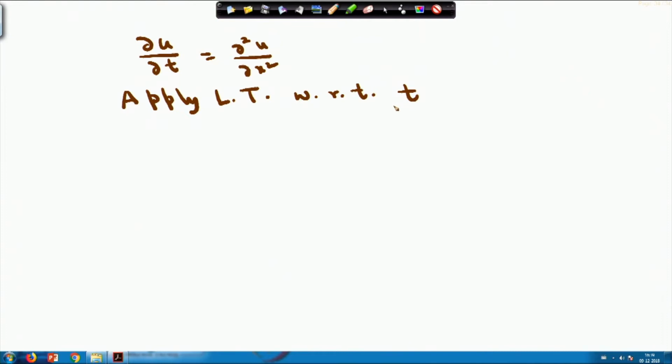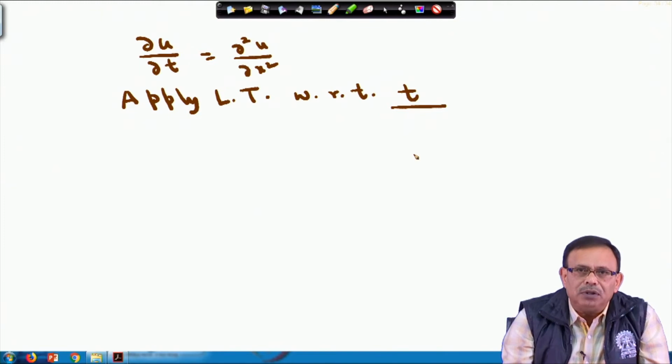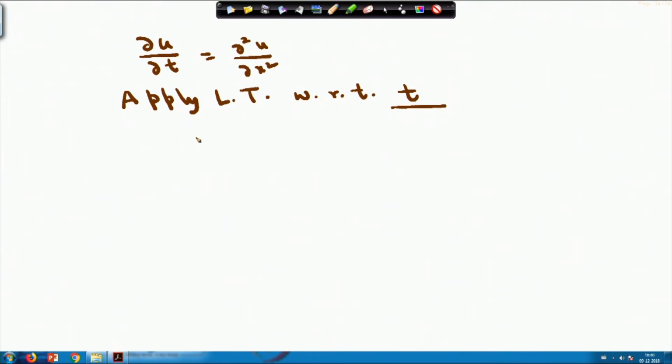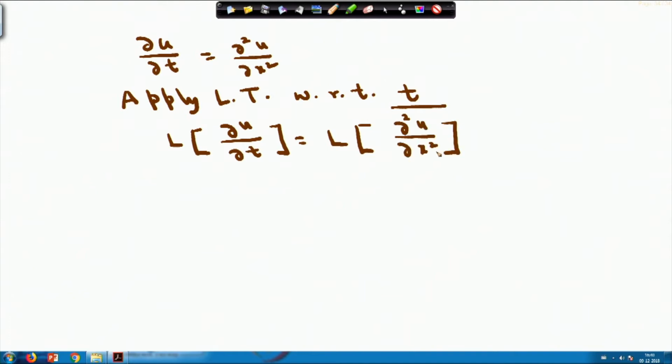Please note this one. We are applying Laplace transform with respect to the variable t. The reason we have told you is that I cannot use any other transform technique over here. So, whenever I take the Laplace transform of del u del t, this equals the Laplace transform of del square u del x square. Laplace transform of del u del t is s u bar(x, s) minus u(x, 0) from the formula.